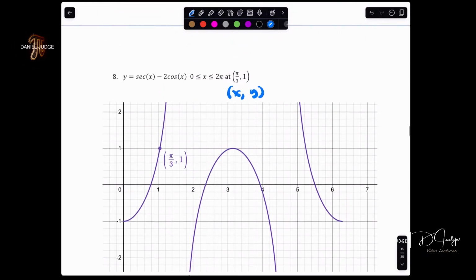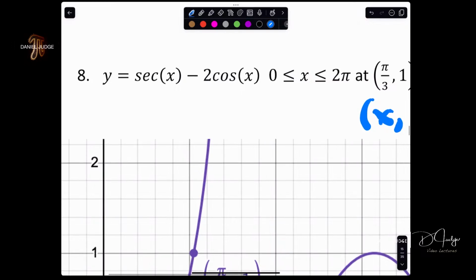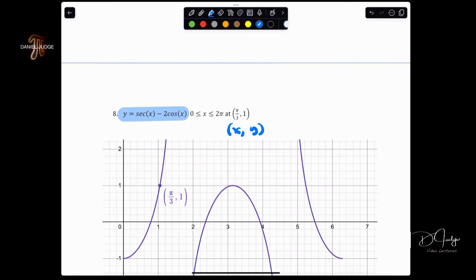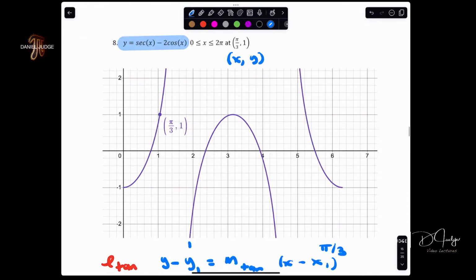Okay, so we have to find the derivative here of secant minus 2 cosine. Here's the function y. We have to differentiate this y function. If I could get a highlighter. All right. Okay, secant minus 2 cosine. Secant minus 2 cosine. M tangent is the derivative, or let's do it this way. We just say y prime. So it's the derivative of secant minus 2 cosine.